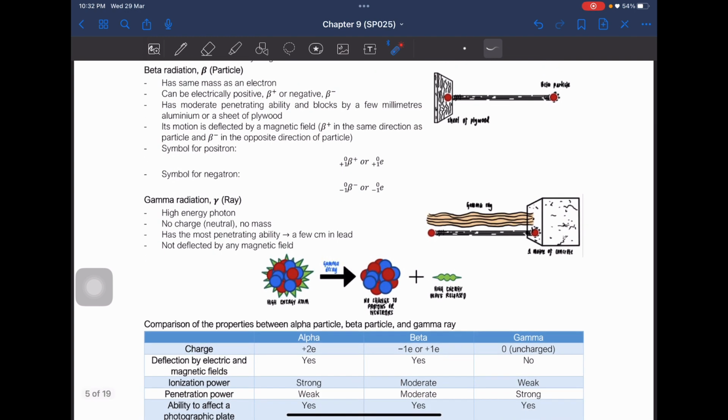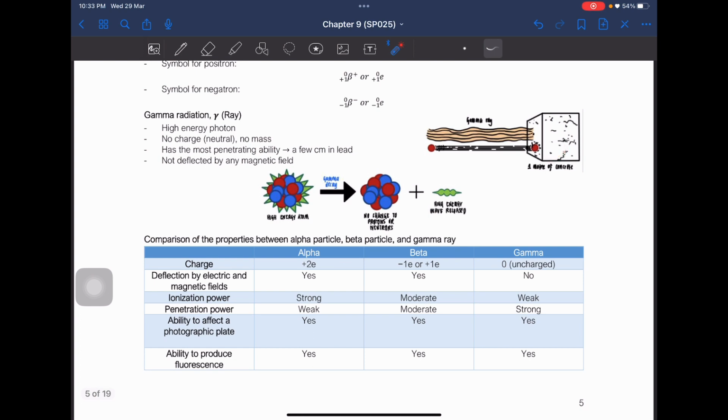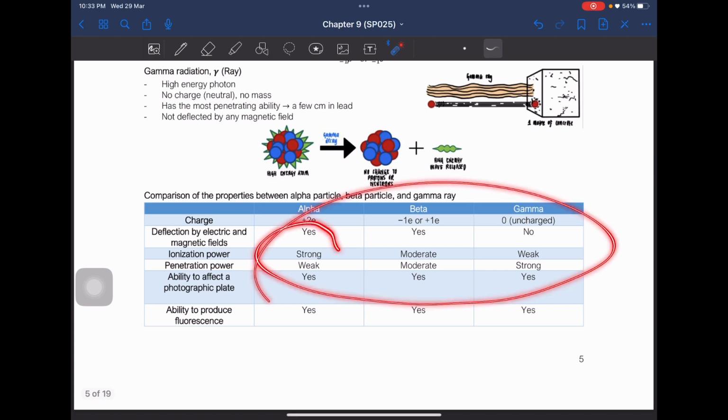Then we have gamma radiation. Gamma radiation is a high energy photon. It has no charge and no mass, and it has the most penetrating ability, needing a few centimeters of lead to block it. It is not deflected by any magnetic field. It can only be blocked by about 1 meter of concrete. Gamma decay occurs from a high energy atom. There is no change to the protons or neutrons, but a high energy wave is released during gamma decay. The comparison of the properties is shown here.